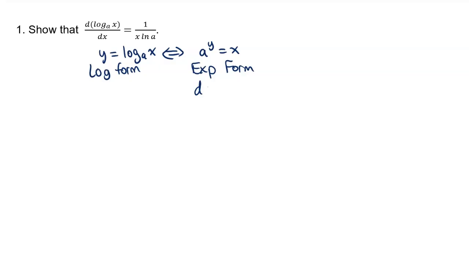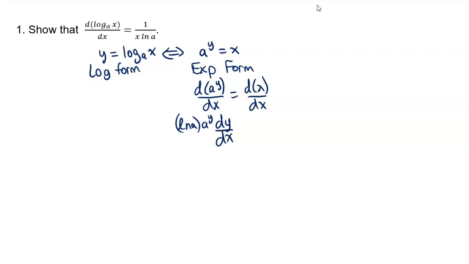Now I'm going to implicitly differentiate a to the y equals x with respect to x. So on the left side, the derivative of a to the y with respect to x, well, that's ln of a times a to the y times the derivative of y with respect to x. Don't forget to apply the chain rule. The derivative of that y that we're left with, we don't know what it is, with respect to x. You can look at our previous video about derivatives of exponential functions to see how I got that.